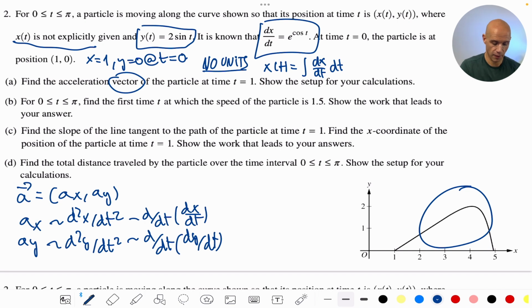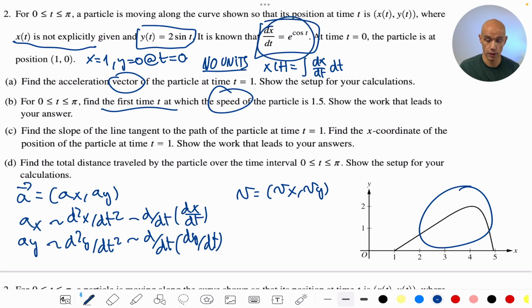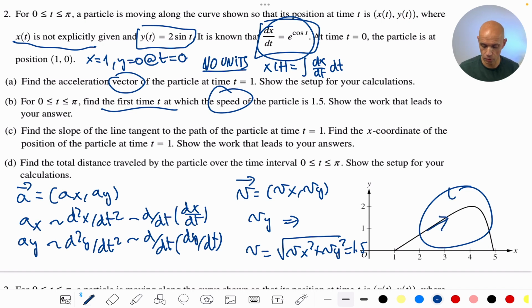What else? B, find the first time that the speed of the particle equals 1.5. We don't have the speed of the particle because the speed has two components, right? Vx and Vy. Vx is given here, but Vy is not given. So you will have to compute Vy and then build up the velocity vector, then compute the square root of the sum of squares and make it equal to 1.5. Unfortunately, this graph doesn't help very much. We don't know whether t equals 1 is here or here or here. But anyway, that's how it is. So you will need a scientific calculator for sure.